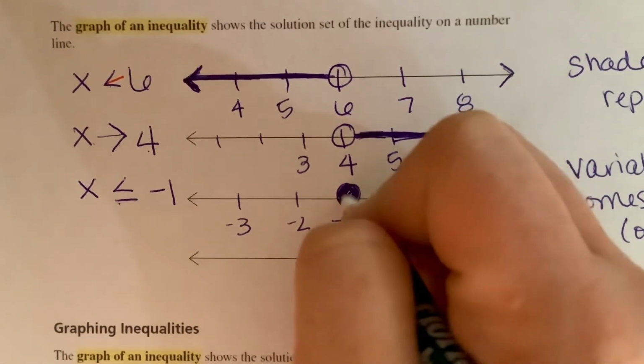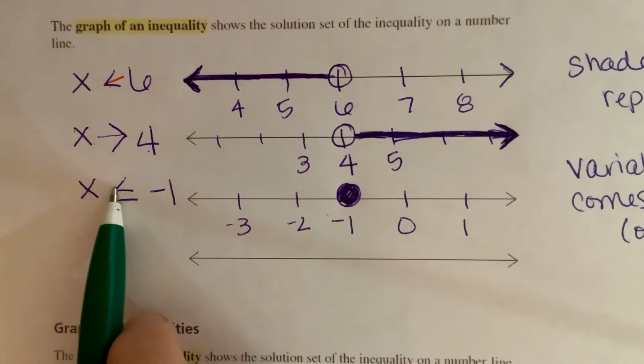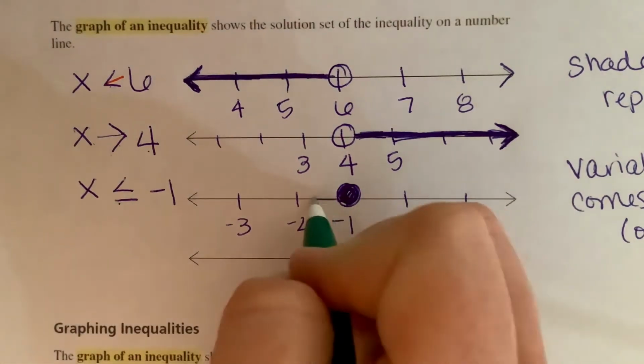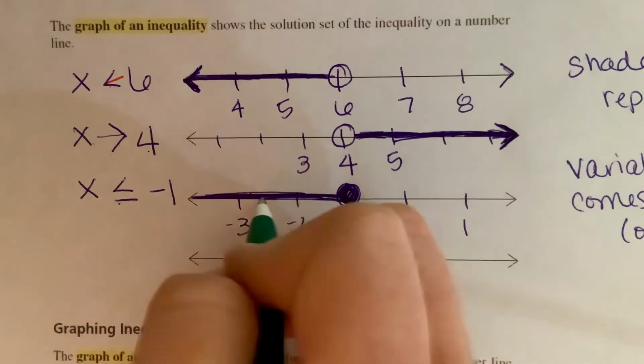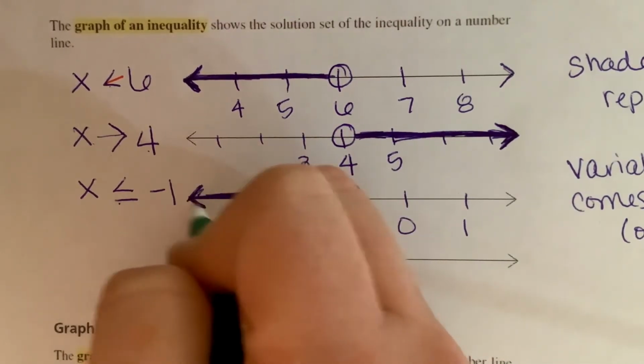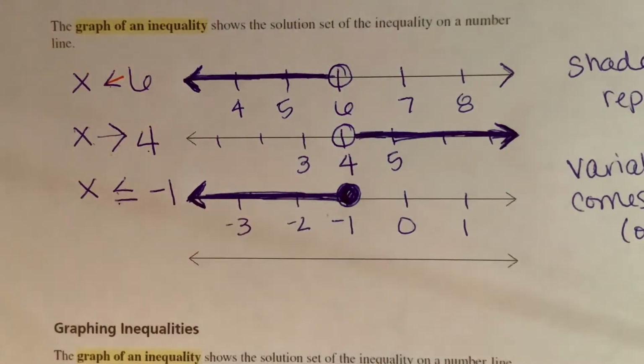Now my number there is included in my answer choices, my solution set. So x is anything less than or equal to -1. All the numbers less than -1 go in this direction. And this arrow right here matches my inequality symbol. They're open the same way.